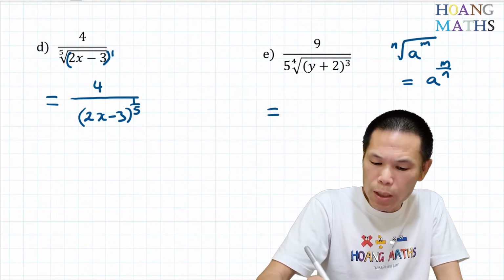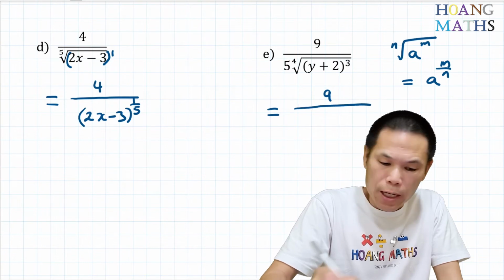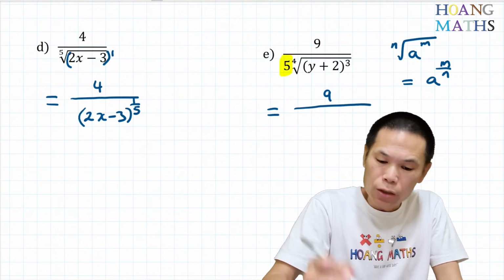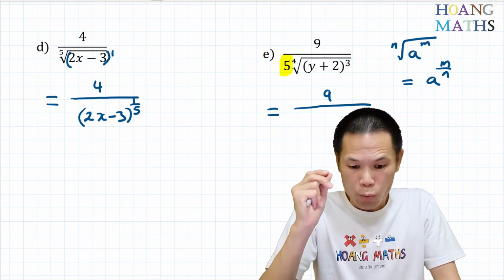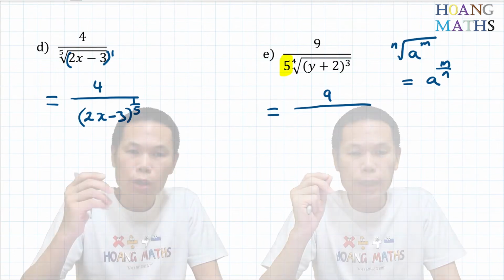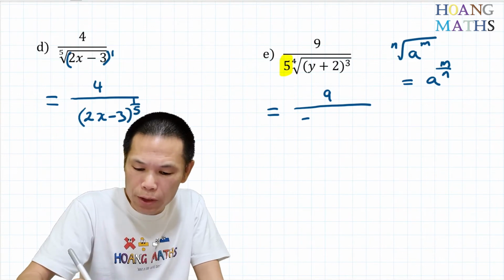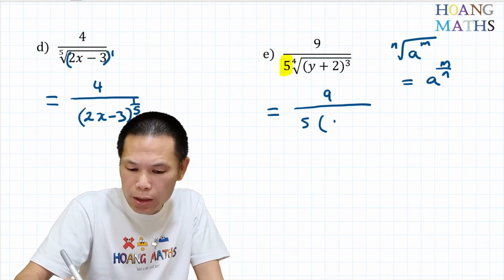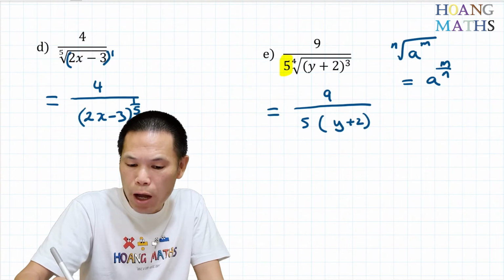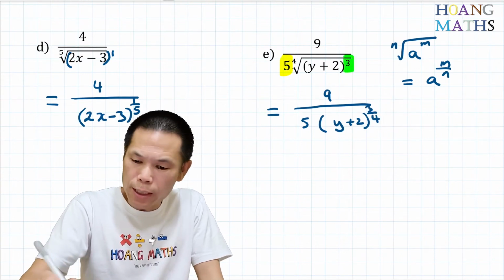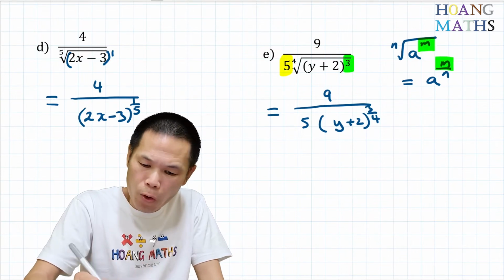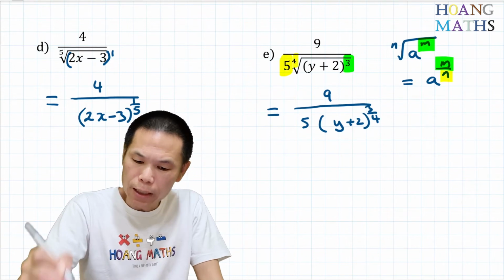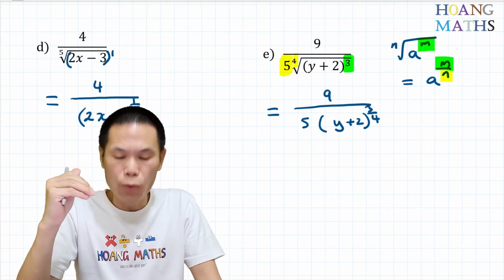And part E, the same rule applies. So that will give me 9 over... Now remember, we have the 5 there. So 5 means just 5 times 4 root of (y plus 2) all power of 3. So we just write the 5 in front first, and we have brackets: y plus 2 to the power of 3 over 4. We know that 3 is the m, so that goes on top, and 4 is the n, so that means power of 3 over 4.